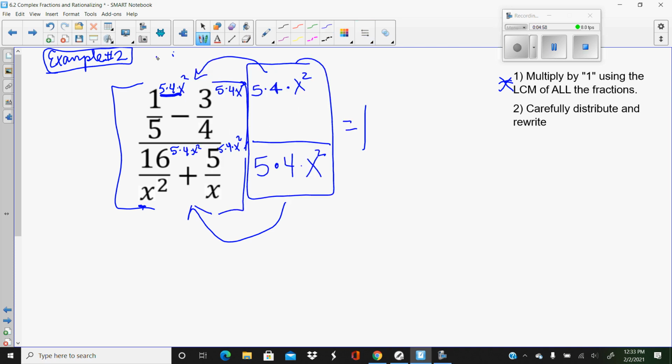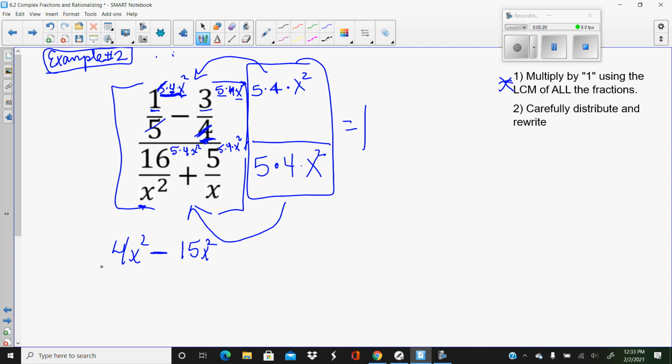So I can see this 5 cancels with this. So I have 1 times 4 times x squared, so I end up with 4x squared there. And on this second fraction, now that's a minus, let's include the minus. The 4's here, this 4 cancels with this. So I end up with 3 times 5 times x squared, so that's going to be 15x squared.